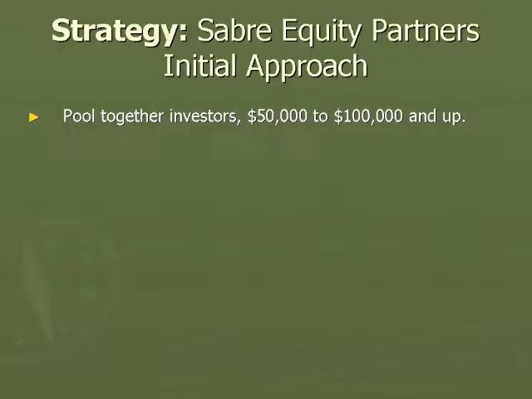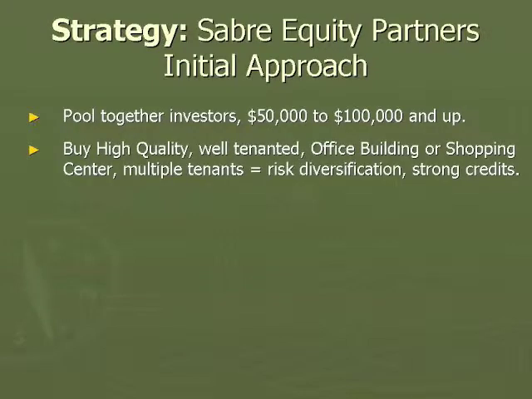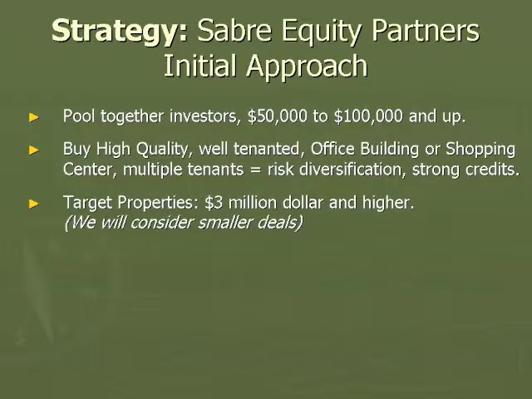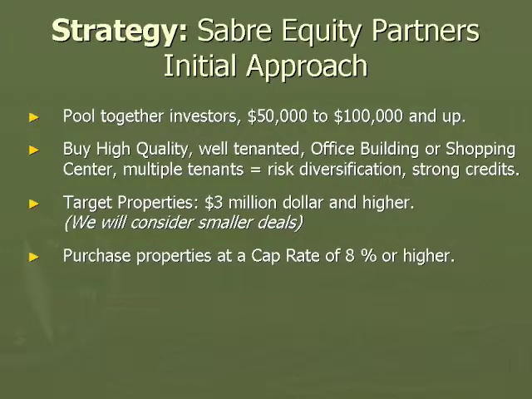Our initial approach is pretty simple. We're going to pull together investors, $100,000 share, we'll consider taking half shares. We'll buy high quality, well-tenanted office buildings or shopping centers. Multiple tenants equals risk diversification. We're looking for strong credits. We're going to target properties in the range of $3 million and higher. We'll consider smaller deals if they're particularly strong and attractive. Purchase properties with a cap rate in excess of 8%.